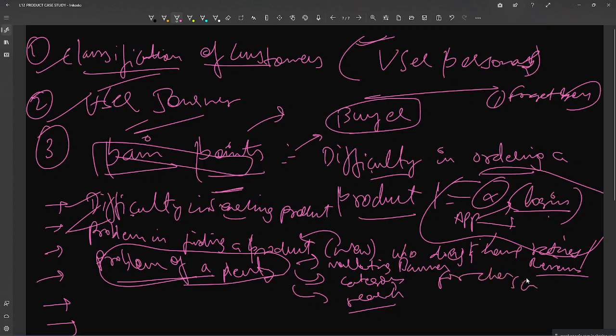Because again, Pratik, we have covered this. Difficulty in searching a product. You can explain. First and third points are linked only, right? Difficulty in searching a product is the same as problem of plenty, no?